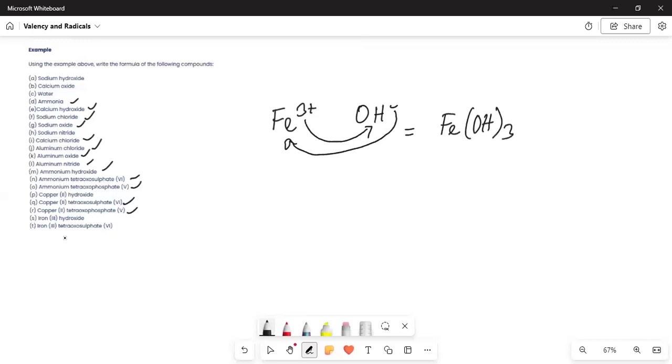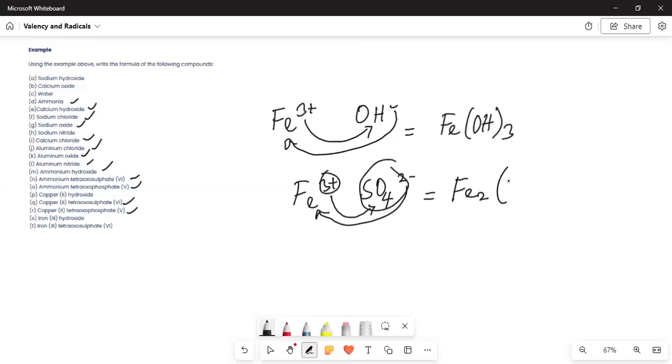Then the last one, iron 3 tetraoxosulfate 6. That's Fe3 plus, and tetraoxosulfate 6 is SO4 2 minus. When there's a reaction, there's exchange of valence. Sulfate will pick these 3 from iron. Then iron will be Fe2, the 2 that is coming from sulfate. Then this 3 that is coming from iron affects the whole of the sulfate group. So we're going to enclose the sulfate in a parenthesis. So Fe2(SO4)3.